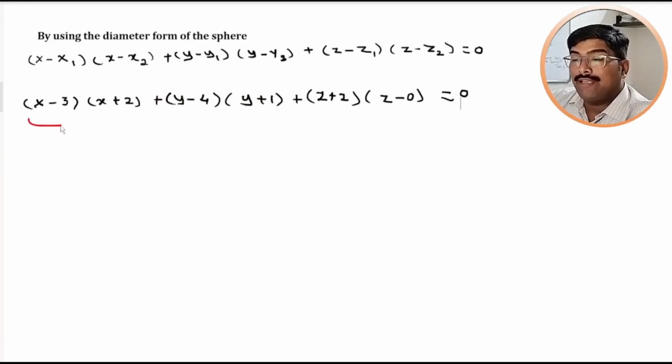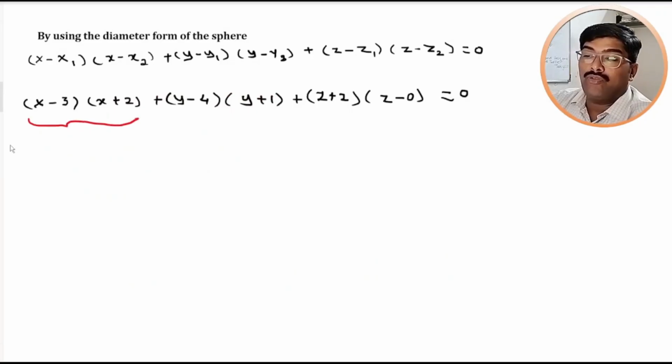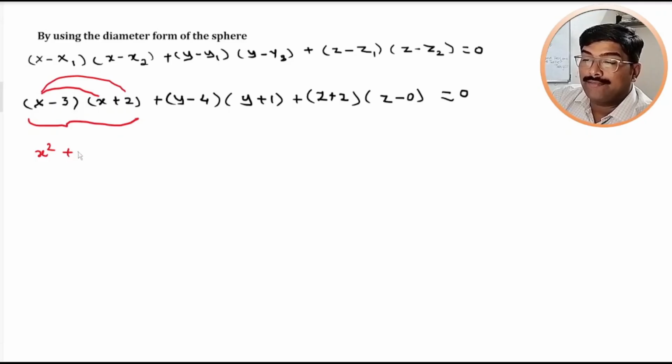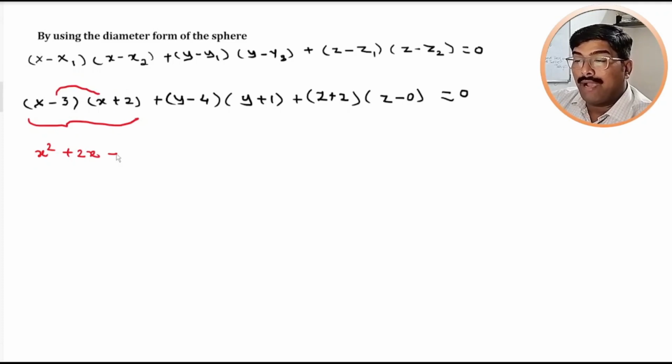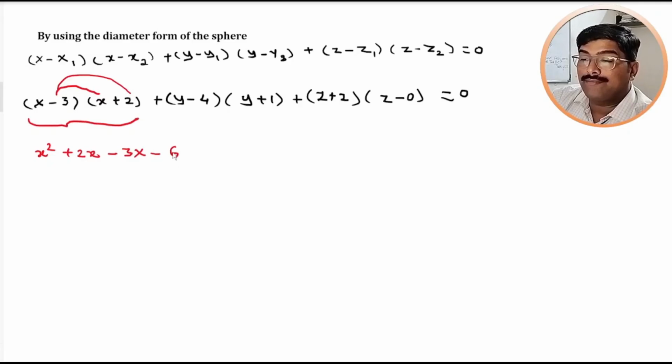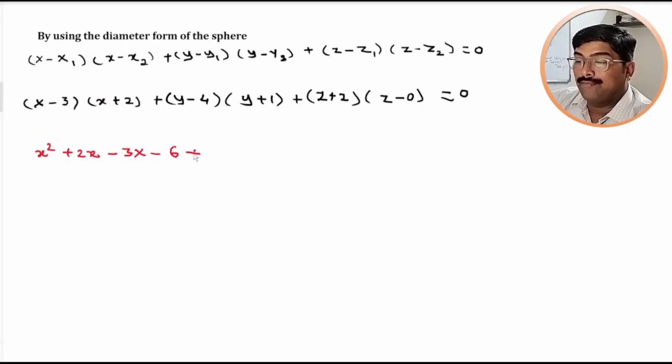Now simplify this, x minus 3 into x plus 2. So this x into x is x square. This x into plus 2 is equal to 2x. Now minus 3 into x is equal to minus 3x. And minus 3 into plus 2 is equal to minus 6, plus.